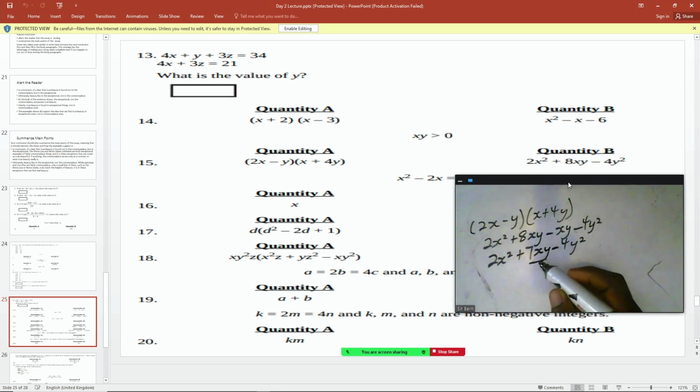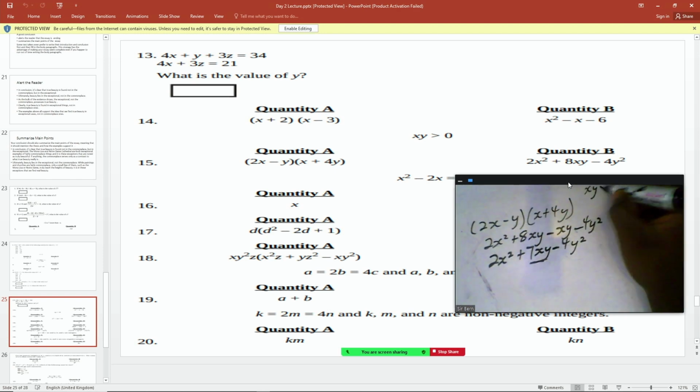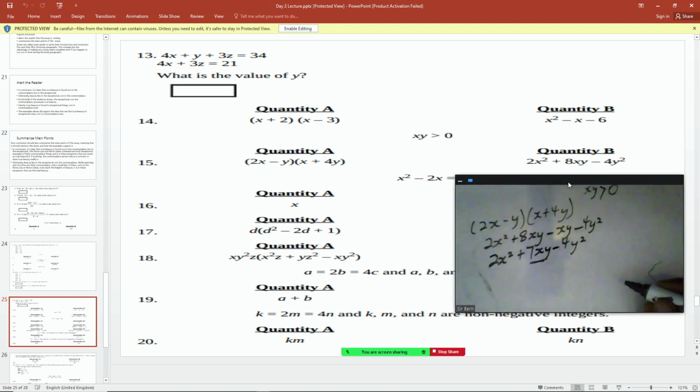So quantity A is 7xy, quantity B is 8xy. But the condition they gave us in the question says that xy is greater than 0. So that is positive. So 7 times a positive number and 8 times a positive number. So quantity B would be greater. 8xy will be greater than 7xy because xy is a positive number.